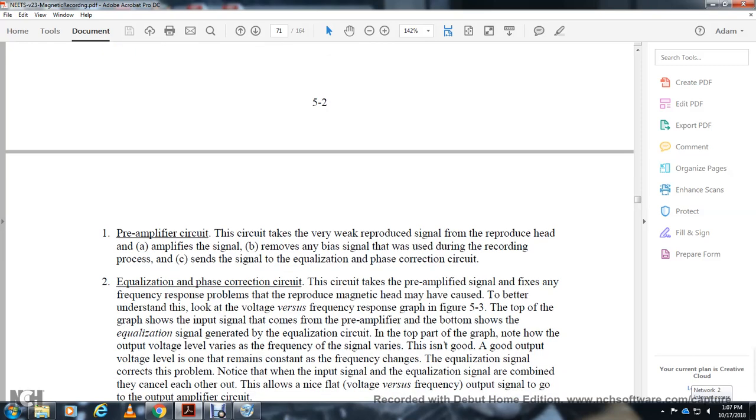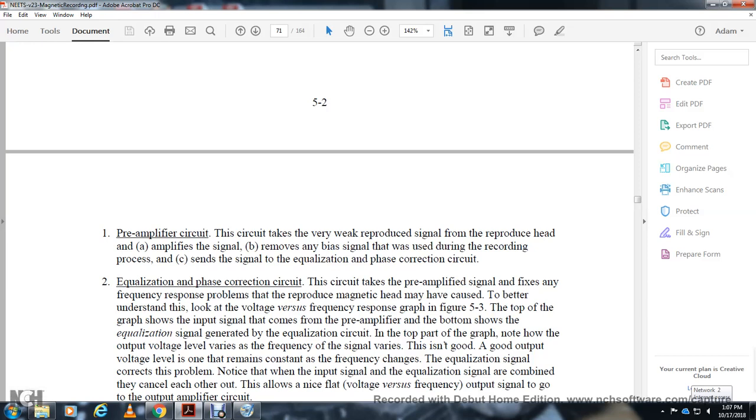The circuit takes the preamplified signal and fixes any frequency response problems from the reproduce magnetic head. For a better understanding, look at the voltage frequency response graphs in Figure 5.3. The top of the graph shows the input signal that comes from the preamplifier. The bottom of the graph shows the equalization signal generated by the equalizing circuit. The top part of the graph shows how the output voltage level varies as the frequency of the signal varies.